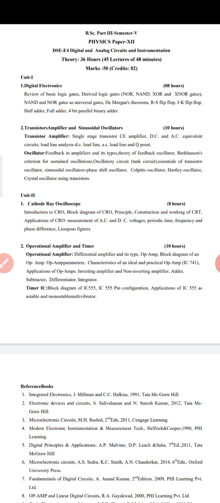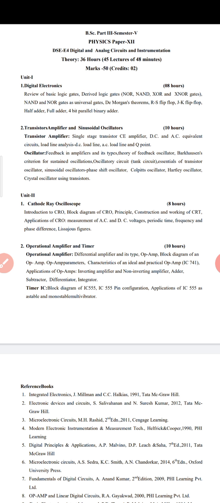Then the derived gates. Which of them are derived gates? The OR gate, AND gate, XOR gate, and XNOR gate are called derived gates. Then the NAND gate and NOR gate are also called universal gates. We will study why they are called universal gates, and what the difference is between derived gates, universal gates, and basic gates. After that there is De Morgan's theorem.